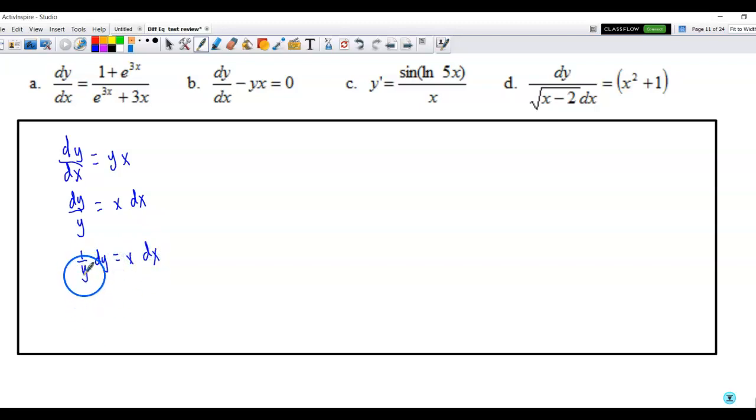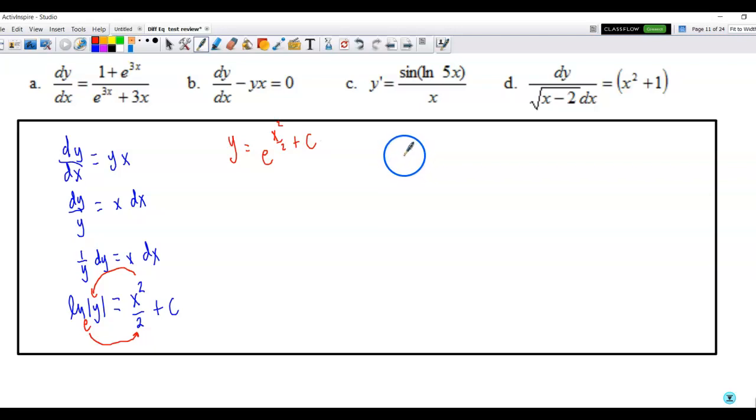So when I integrate on the left-hand side, I get ln, absolute value of y, equal to, on the right-hand side, x squared over 2 plus c. Now remember, this is where our algebra comes in. We know that ln has a base of e. So to get that out of log form, we're going to take the base of e raised to this power equal to y. So that'll give me y equal to e raised to the x squared over 2 plus c.